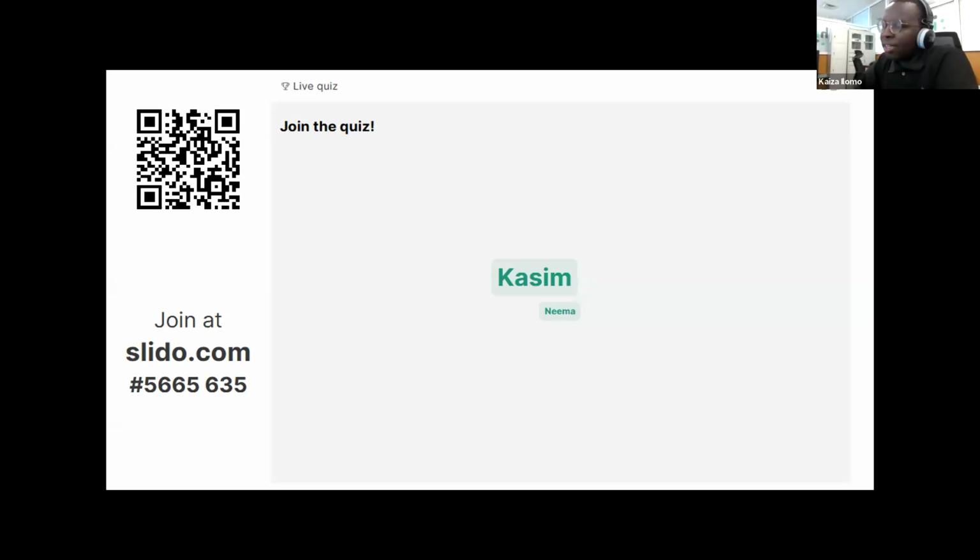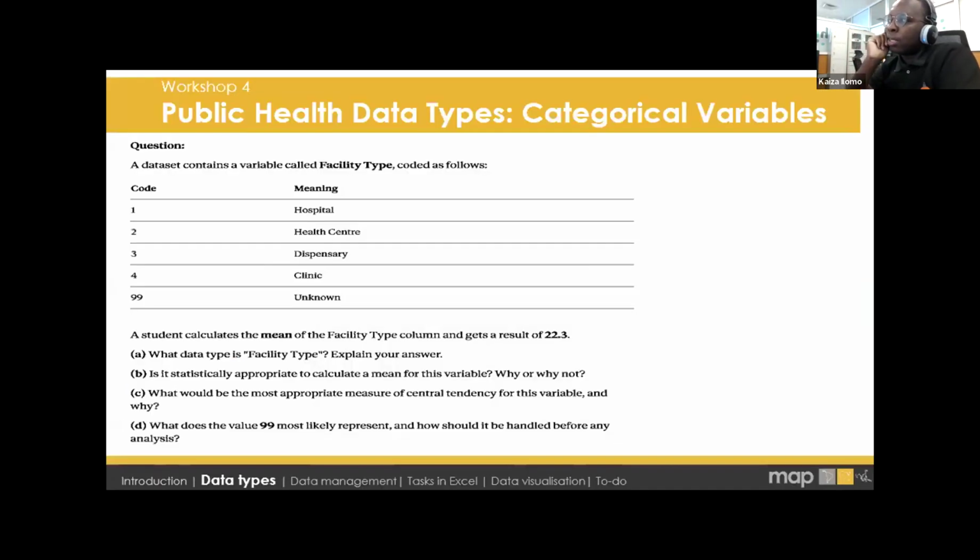So I had a different view on the 99. What does 99 mean? Yeah, so I thought it might be that we have facilities, but we don't know their category, or we don't have a value at all. What do you think?